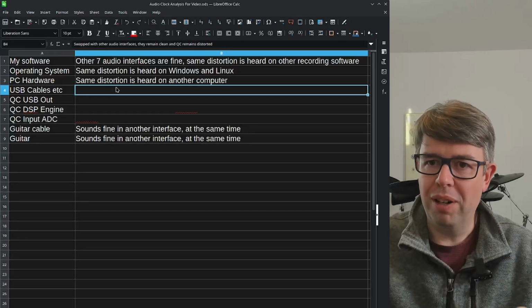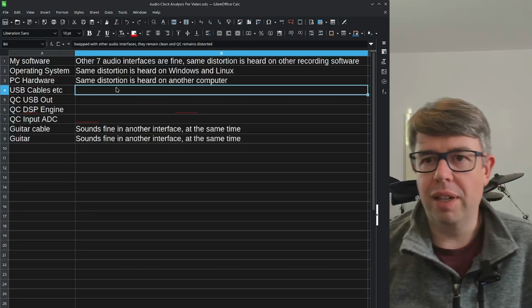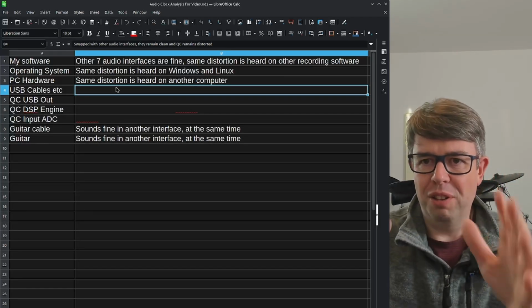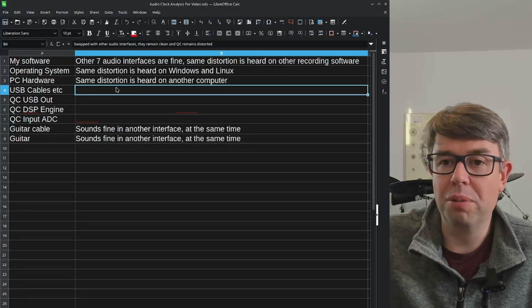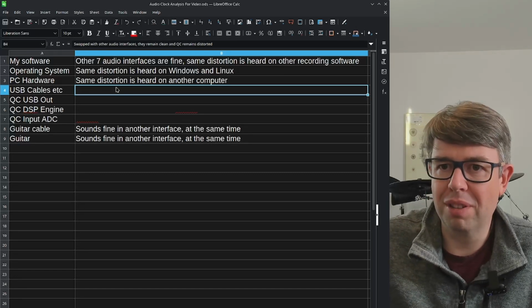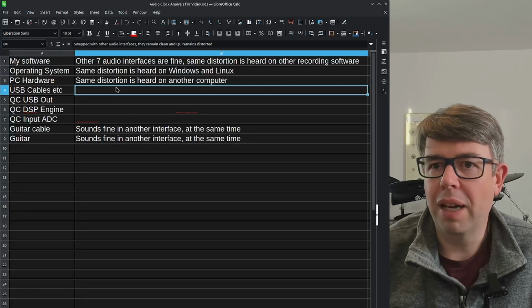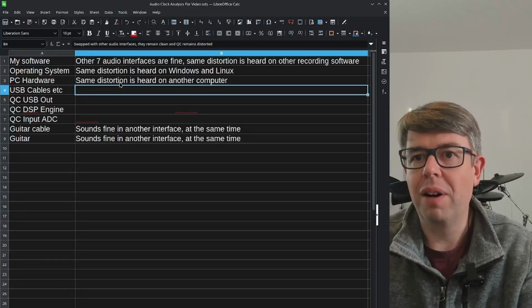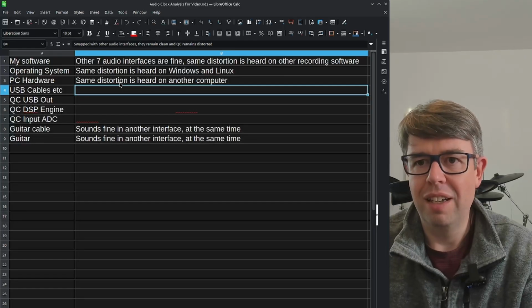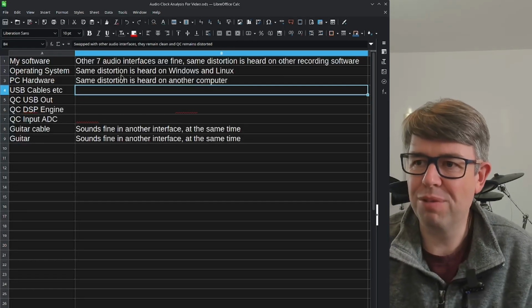So whatever USB path is involved for those two, and I did look in the USB tree viewer that they are going through completely different controllers on the motherboard and completely different chains of hubs and so forth to get back to the computer one way and the other. It doesn't matter where I plug the Quad Cortex in, it sounds distorted, and it doesn't matter where I plug the other two devices in, they sound fine.